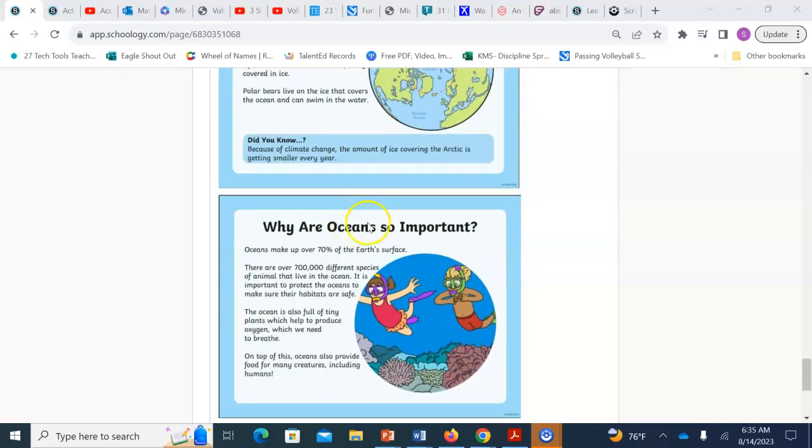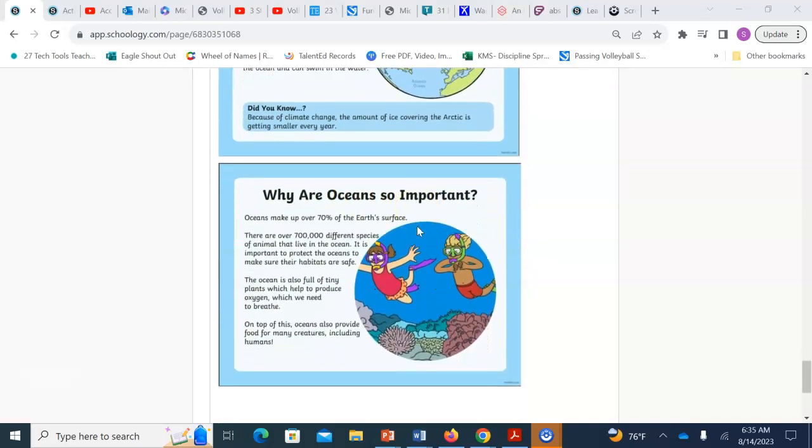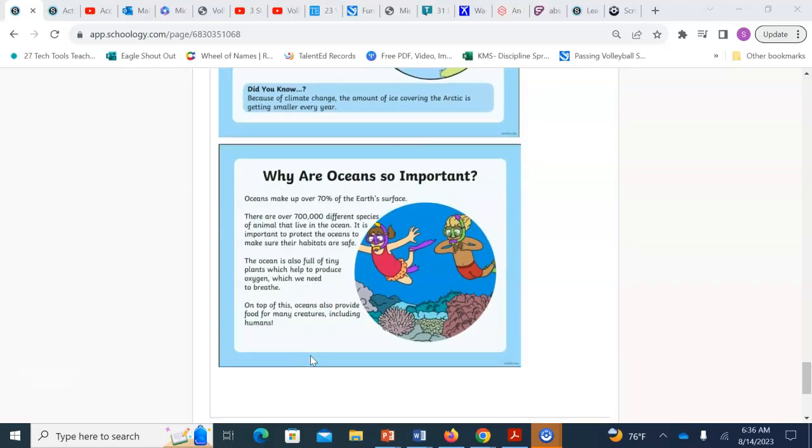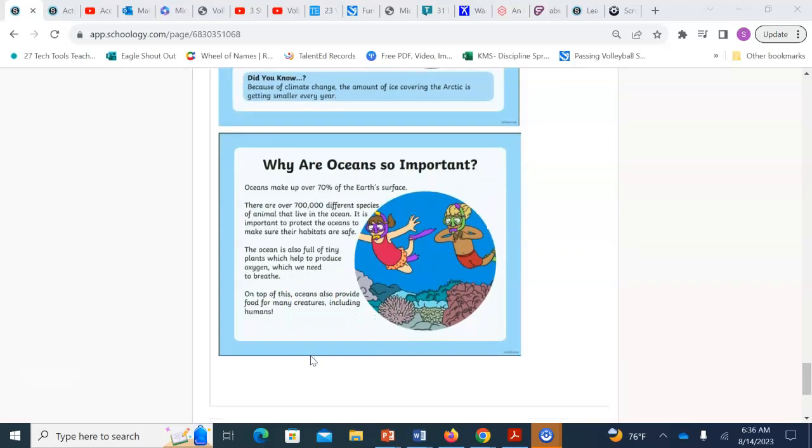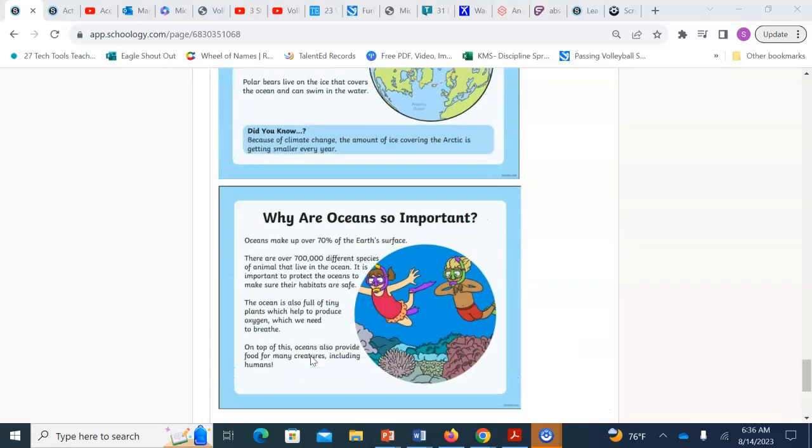So our oceans are super important. There are 700,000 different species of animals, so we need to protect them and their habitats and keep them safe. It's full of tiny plants which help produce oxygen that we need to breathe. Oceans also provide food for many creatures, including humans. So this is our oceans and continents.